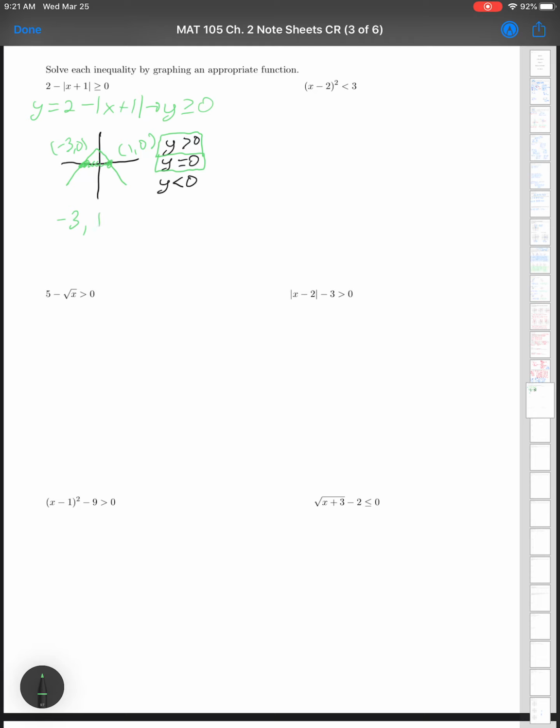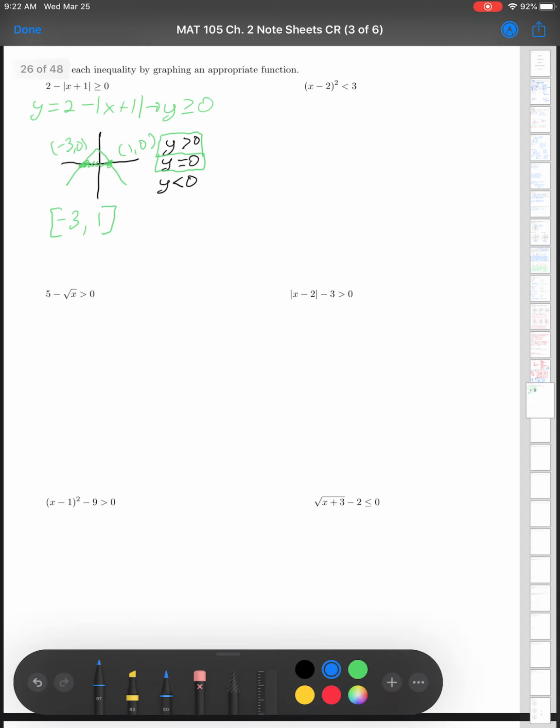So I take this endpoint on the end, that's -3 to 1, and I get all the points between those. And then in this case, because it's or equal to, I want to include them, right? Just like when we were doing inequalities in chapter 1, when we have or equal to, we include the endpoints. And so that's all there really is to these. So let's try another one.